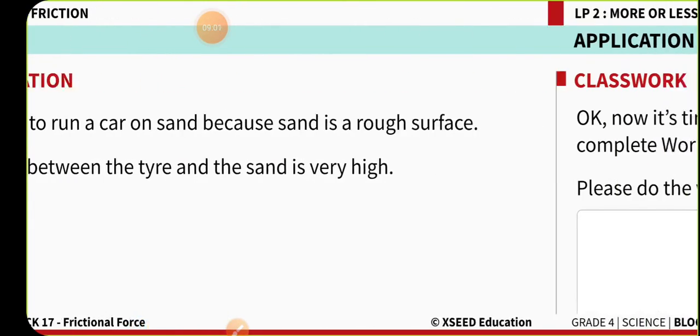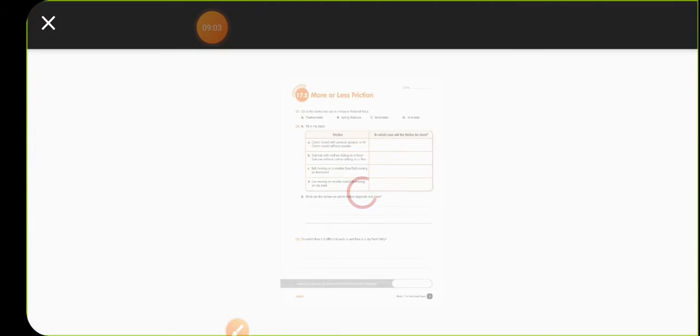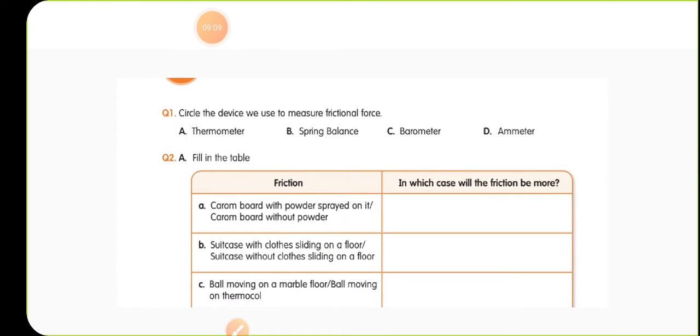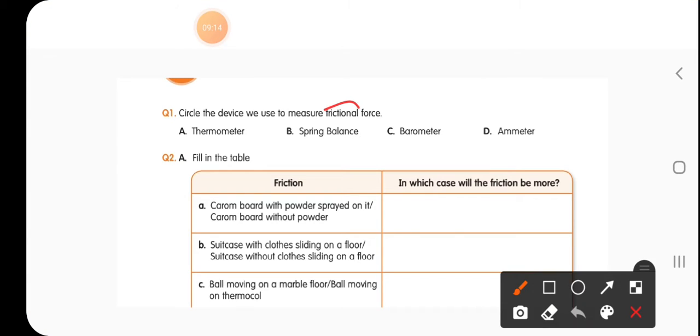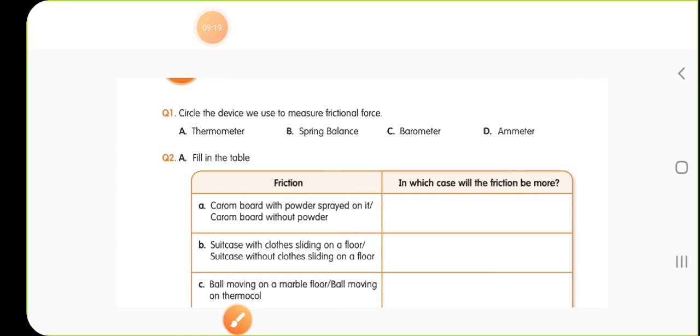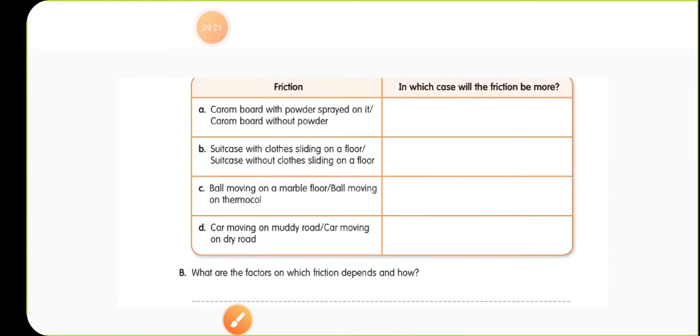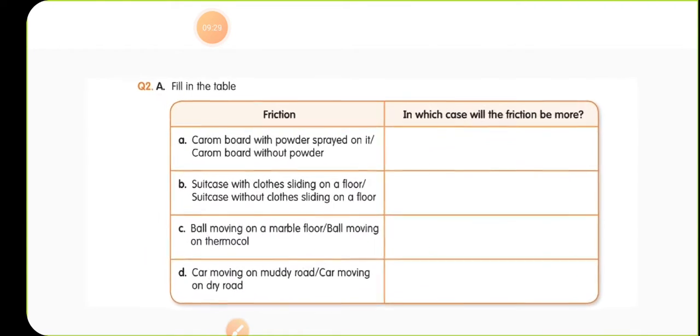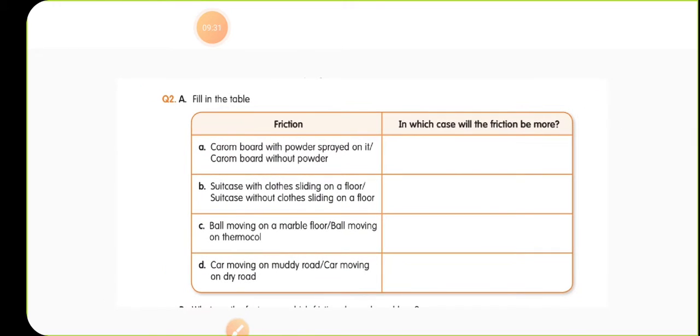Okay, now open the worksheet part, children. In your worksheet, the first question: circle the device we use to measure the frictional force. In this case we use the spring balance to measure the frictional force. Now fill the table. In the first part, they have given friction in different situations. You have to mention in which case the friction is more or less.